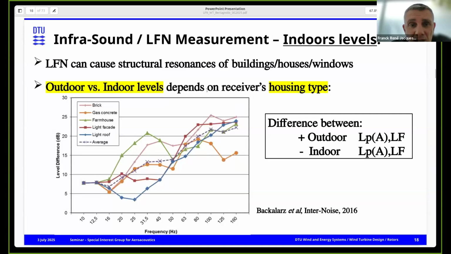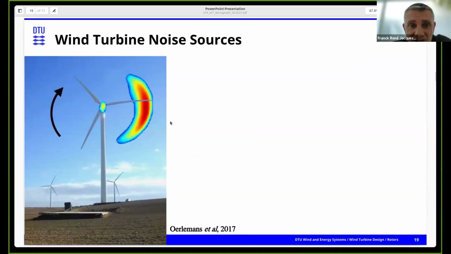Last thing, in Denmark we have regulation on low frequency noise, and it's for indoor levels. Here you can see the difference between indoor and outdoors, and it's of the order of 10 to 20 dB. The different curves are for different house types. What you measure inside will be different depending on your house. So it's again quite difficult to assess the noise levels or predict them.